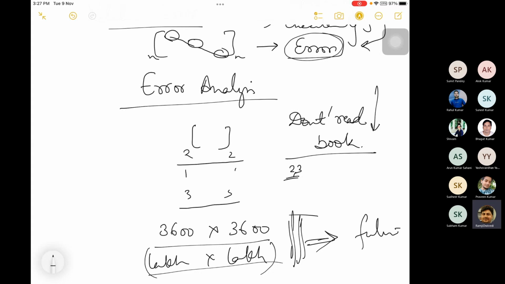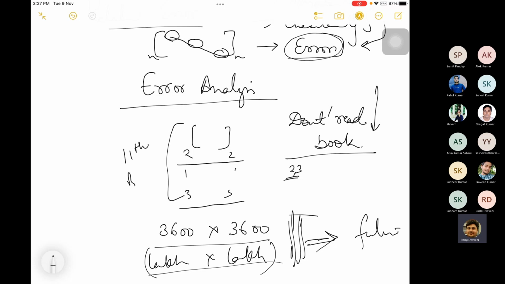Solving 2 cross 2, 3 cross 3 kinds of matrices you have done in your 11th, probably in your BTech. Now that time is over. We are living in the age of artificial intelligence. Nothing is 2 cross 2. Everything is in lakhs. Huge data sets are available. How to work with that huge data set? See, understand this?